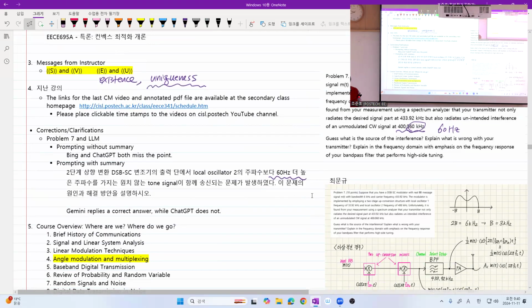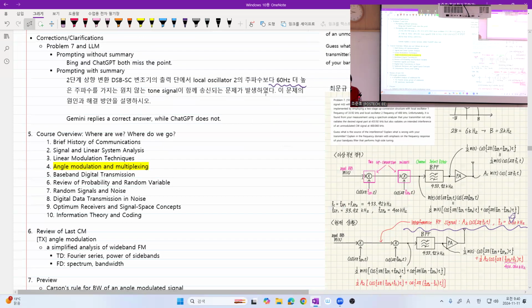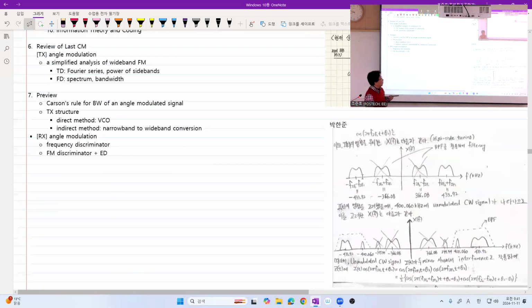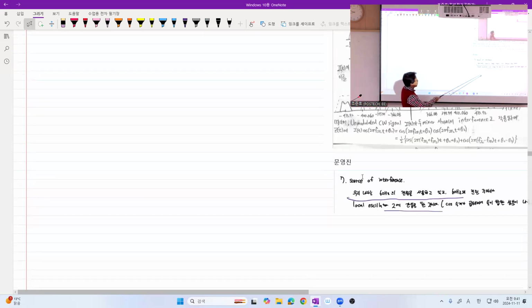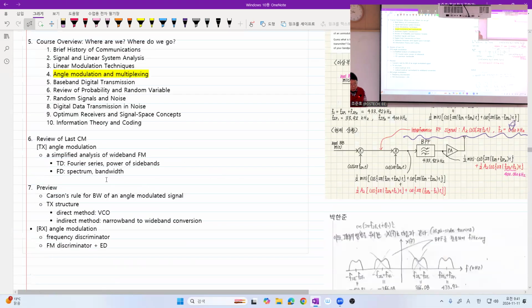By the way, only 3 students got 10 points out of 10 points. The first one is Choi Moon-gyu. He drew a very good block diagram for the transmitters. And also Park Han-jun drew good spectrum domain, frequency domain figures, precisely showing what is wrong. And also, Moon Young-jin pointed this out: South Korea uses 60 hertz AC power, and that is interfering, something like that. So these 3 students got 10 points out of 10 points.